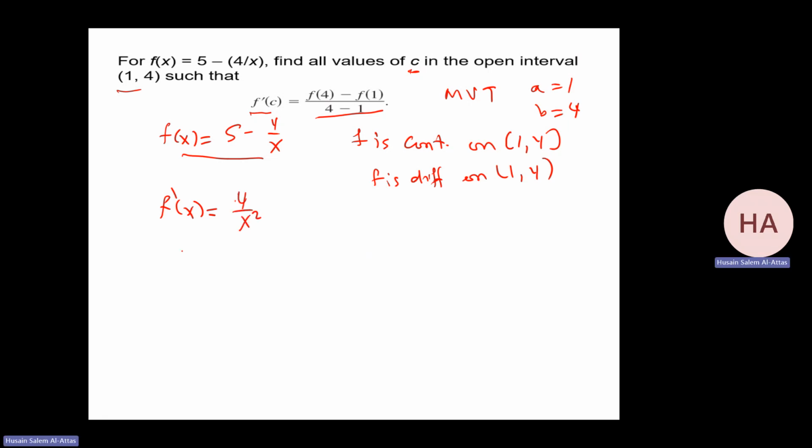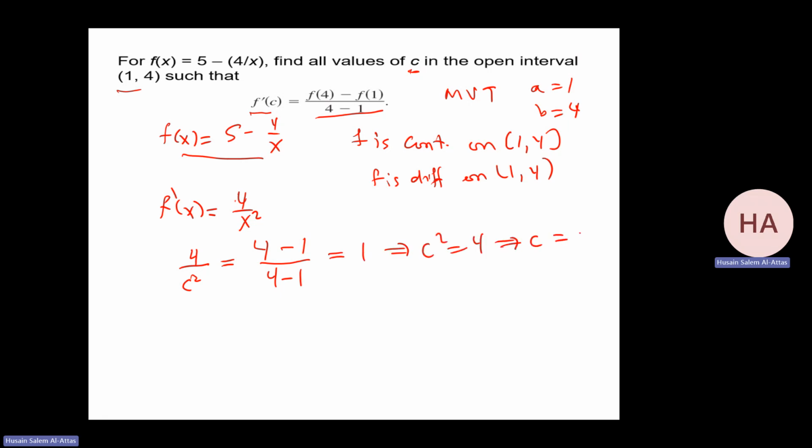Okay, plug the numbers now. So you have 4 over c squared equal f of 4 minus f of 1 over 4 minus 1. What is f of 4? 5 minus 4 over 4, so it is 4. f of 1 will be 5 minus 4, which is 1. Over 4 minus 1, so it's equal to 1. So we have c squared equal 4.